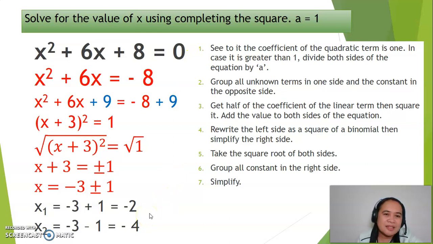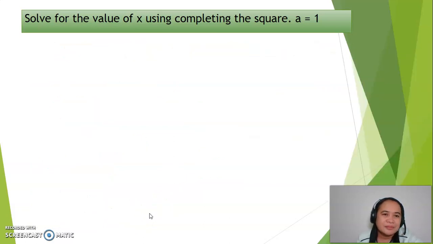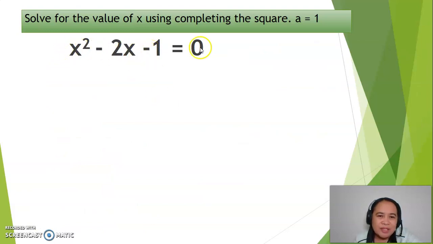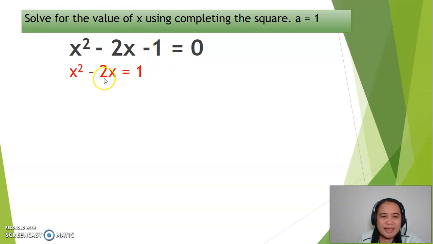Now let's have another example. Now with this one, transfer negative 1 to the other side because it's a constant, so you will get 1. With this, get half of the second term, then square it.